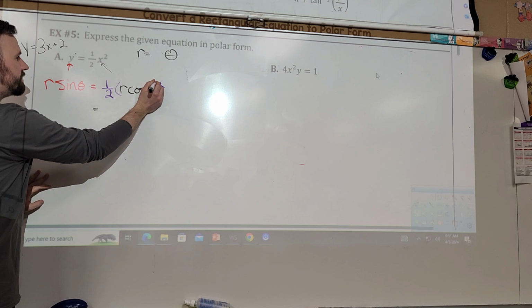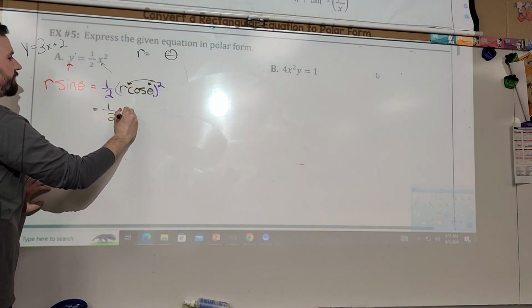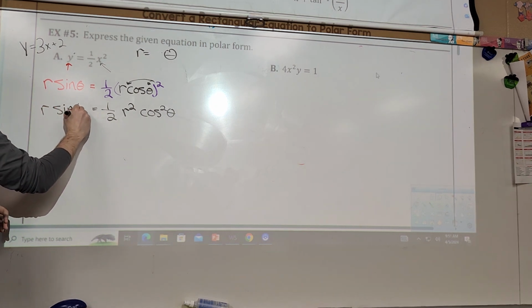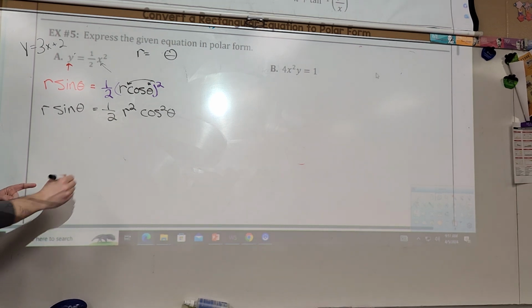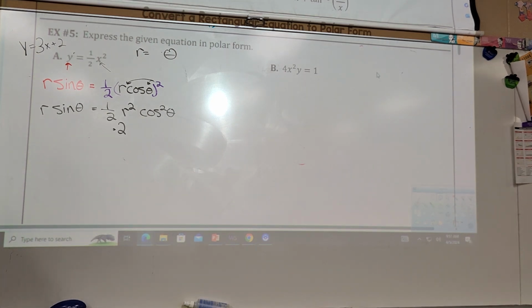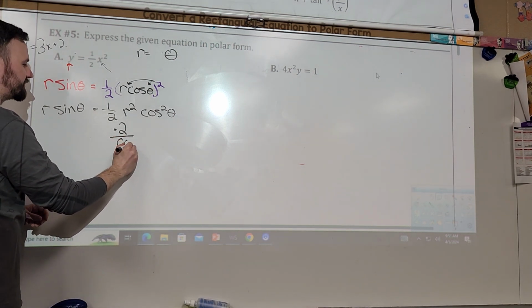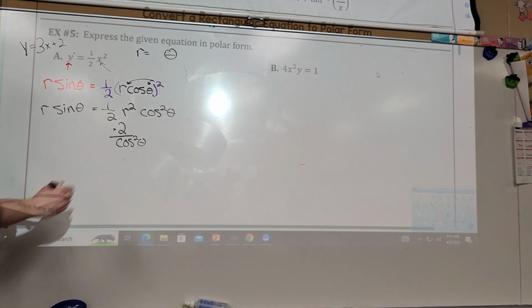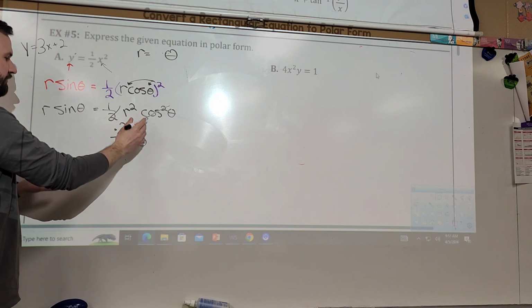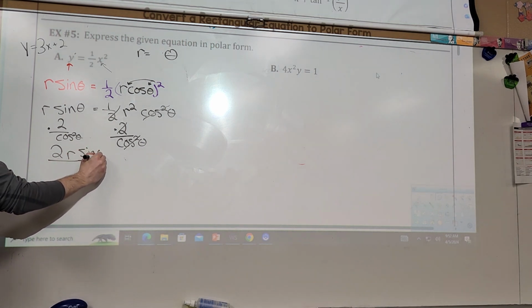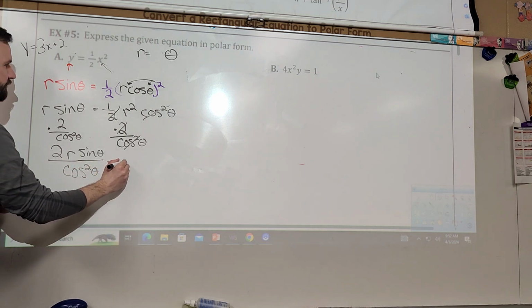Let's do some work. Does this squared hit both these? Yeah, so it's going to be 1/2 r squared times cosine squared of theta. Now, what I'm going to do is multiply this side by 2. Can I multiply it by 2 over cosine squared? Because I want to get rid of that cosine squared and that 2. So that will cancel, and that will cancel, and I'll just be left with r squared. So I'll multiply this by 2 over cosine squared theta. So this side will become 2r sine over cosine squared theta equals r squared.